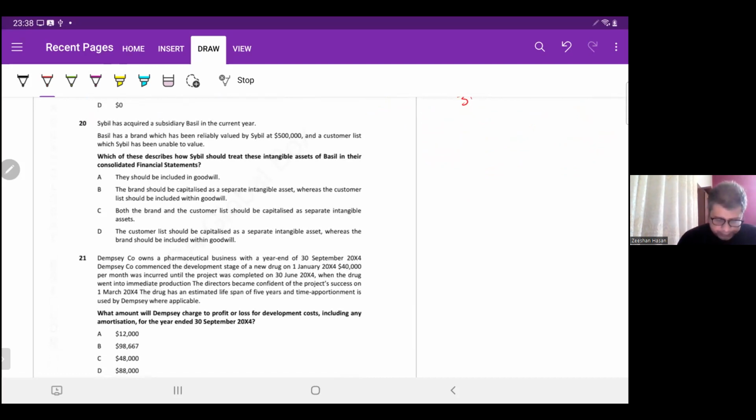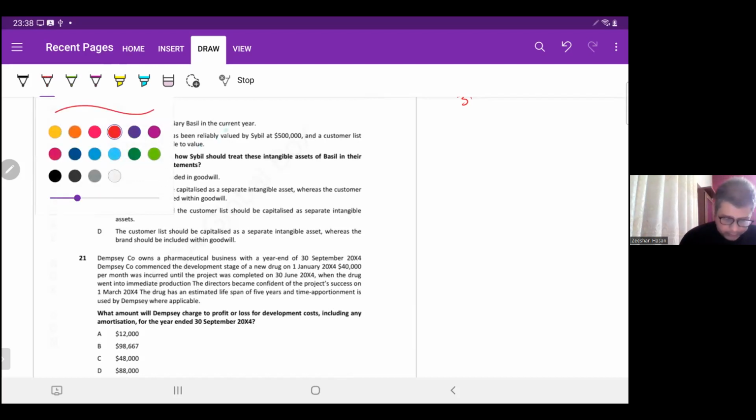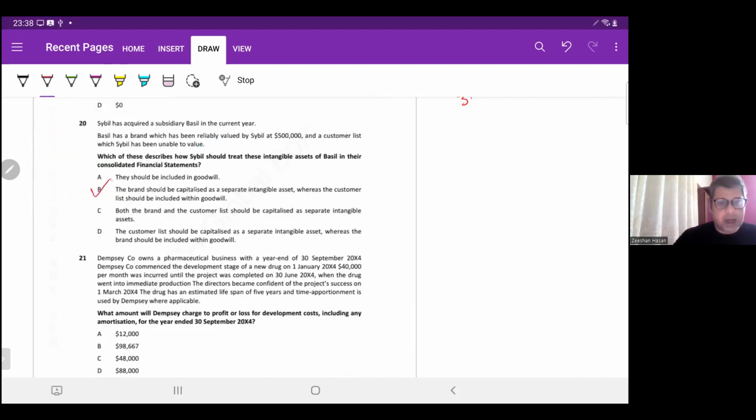Okay, so they should be included in the goodwill. No, wrong one. The brand should be capitalized as a separate intangible asset, whereas the customer list should be included within goodwill. Yes, right one. B is the answer, because the brand can be measured reliably.